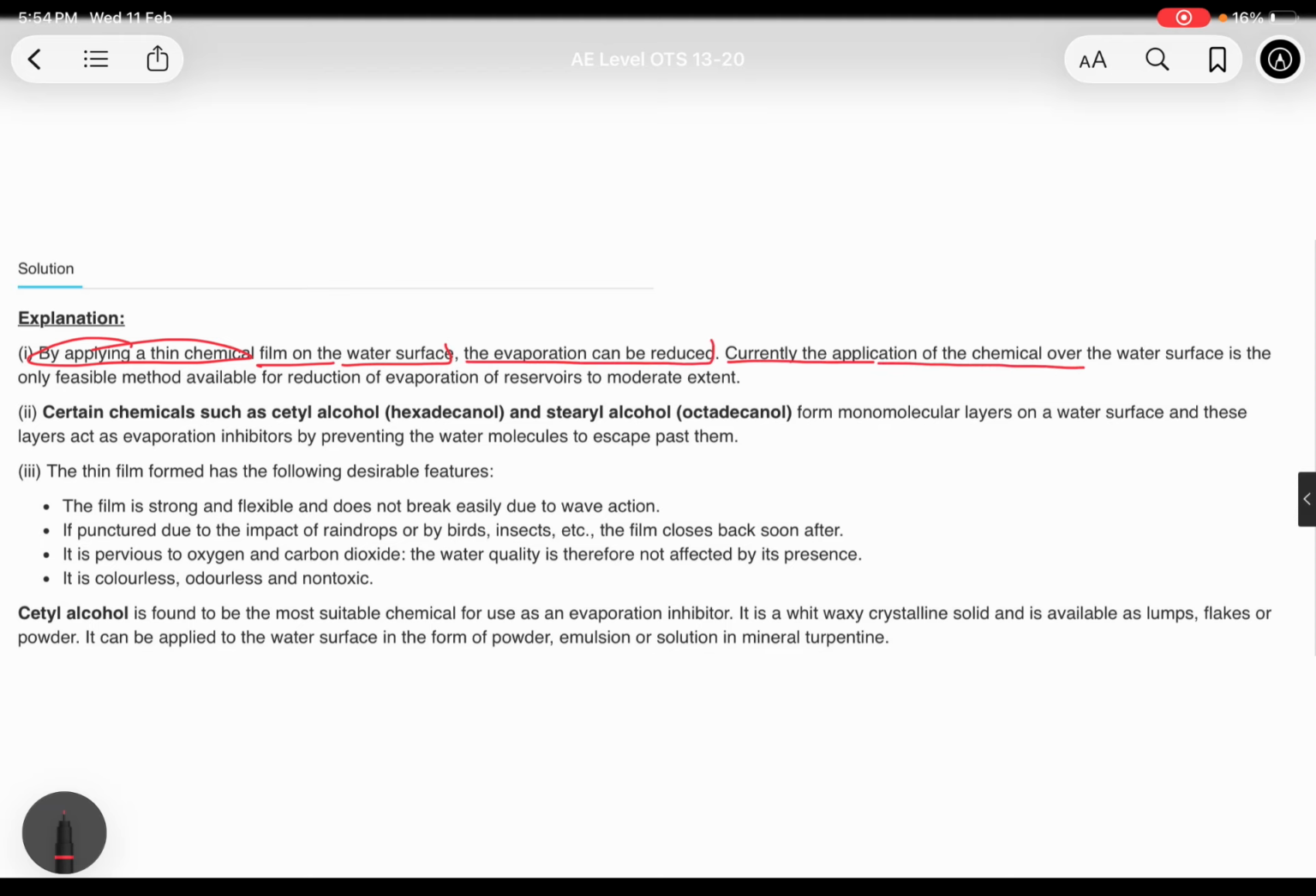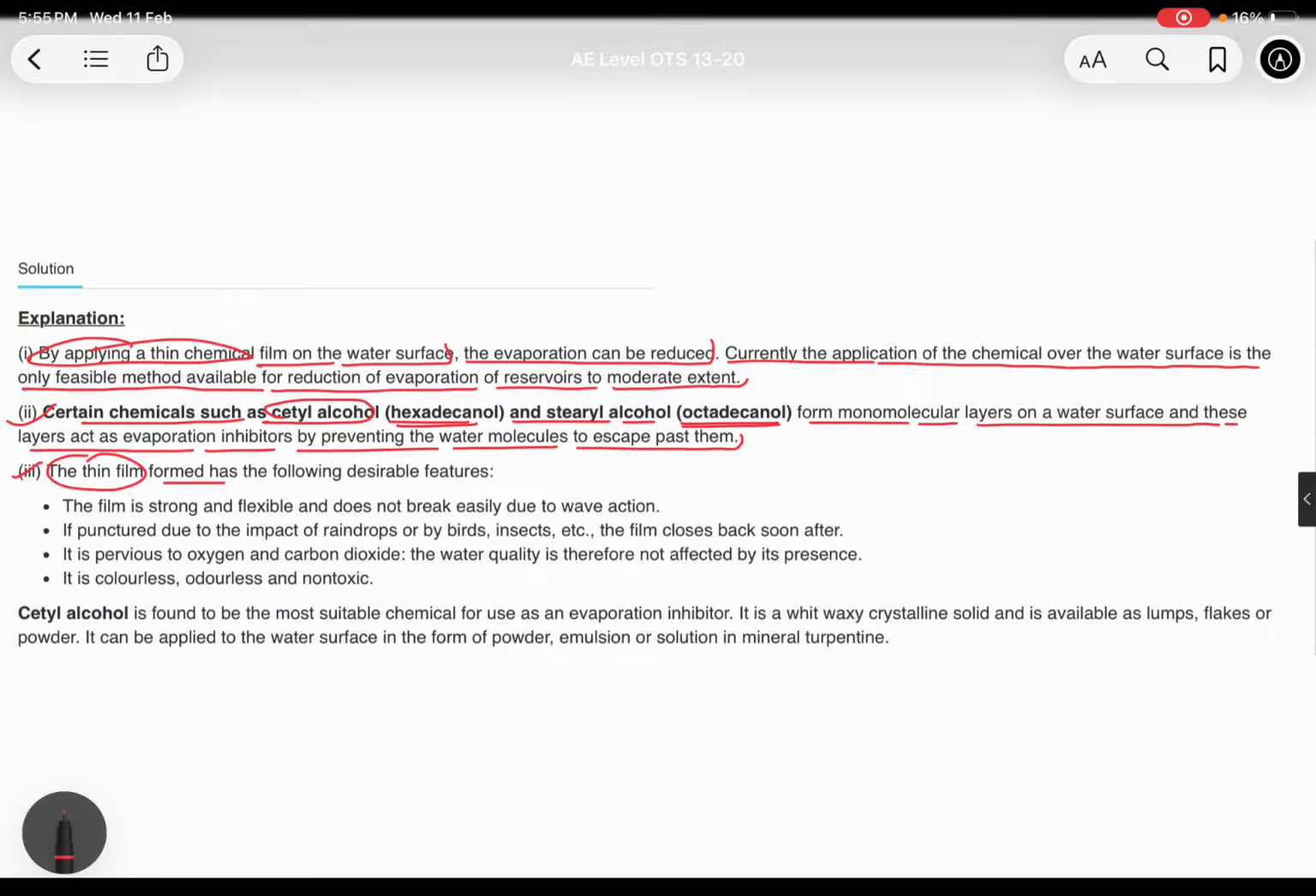Currently, application of a chemical over the water surface is the only feasible method available for the reduction of evaporation from reservoirs to a moderate extent. Certain chemicals such as cetyl alcohol (hexadecanol) and stearyl alcohol (octadecanol) form a monomolecular layer on the water surface, and these layers act as evaporation inhibitors by preventing the water molecules from escaping past them.